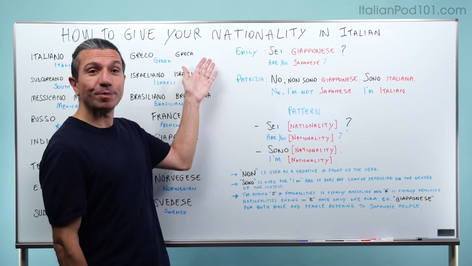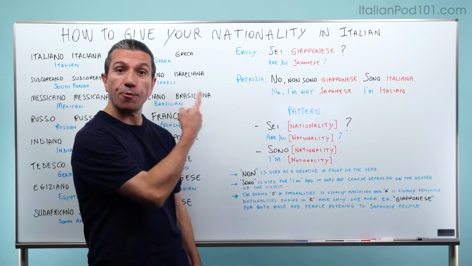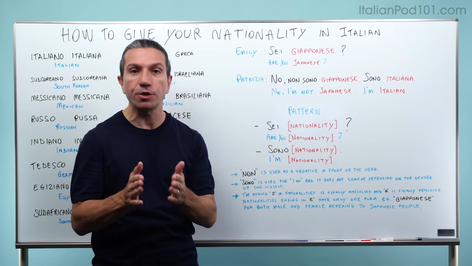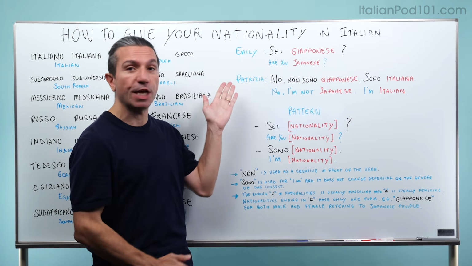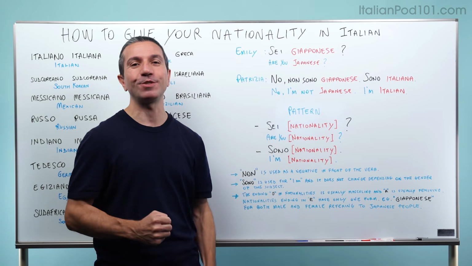Let's look at the dialogue between Emily and Patrizia in an informal conversation. When I read, I want you to pay attention to the words used to express the nationalities. Find what the nationality is and see how it's used in the dialogue.